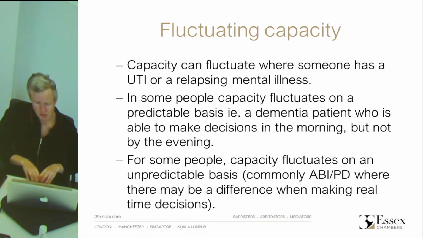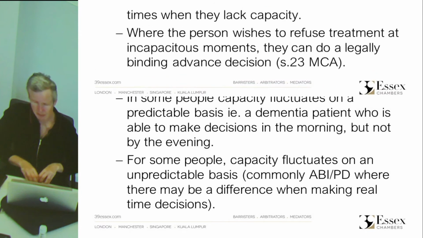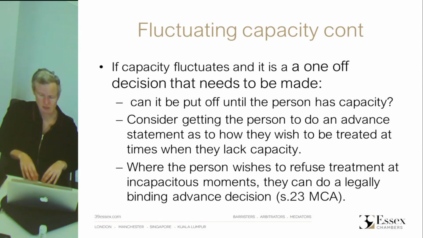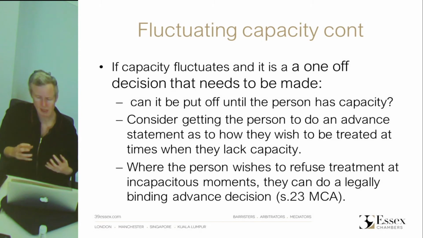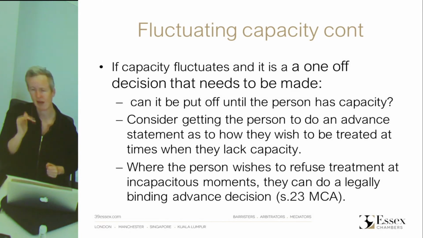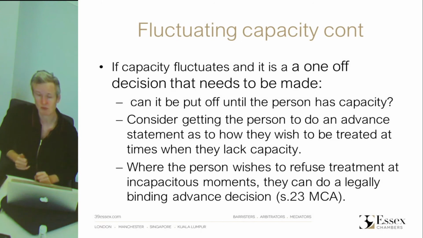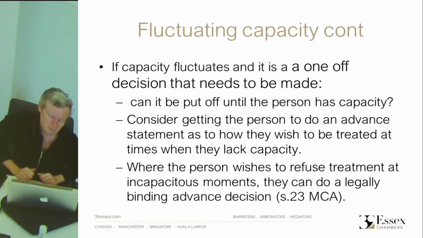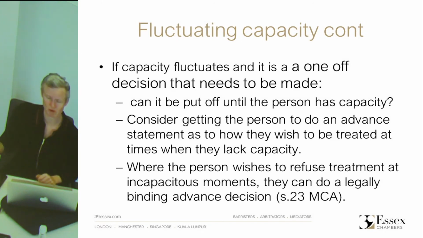So I'm going on to the next slide now, fluctuating capacity continued. That's the title of the slide. So if capacity fluctuates and it's a one-off decision that needs to be made, can we put the decision off until the person has capacity? That's the obvious first question, and that works really well with the first group I talked about, and it can work really well with the second group as well, depending on what the decision is. Very difficult, the third group.